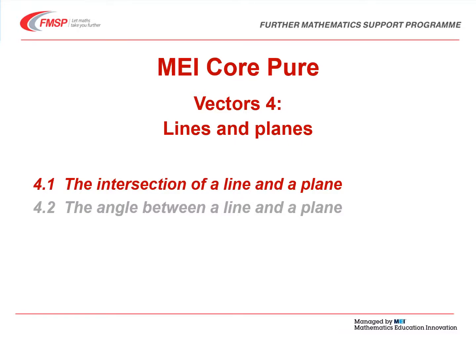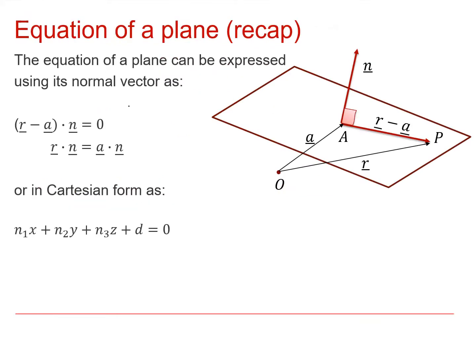This is a video for MEI Core Pure Mathematics, Vectors 4, Lines and Planes, 4.1, the intersection of a line and a plane. A brief recap about equations of a plane in 3 dimensions in vector form.